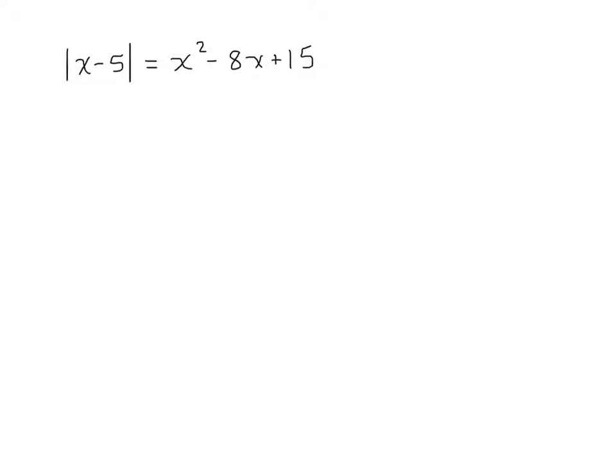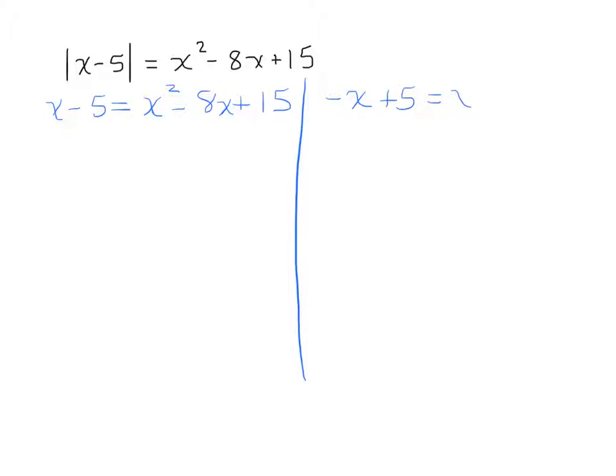And here's the third one that I want to do with you. Absolute value of x minus 5 equals x squared minus 8x plus 15. The absolute value is already isolated, so we can go right to that first step of writing the positive equation and the negative equation. So we'll have x minus 5 equals x squared minus 8x plus 15. And then we'll have the negative equation, which is negative x plus 5 equals x squared minus 8x plus 15.